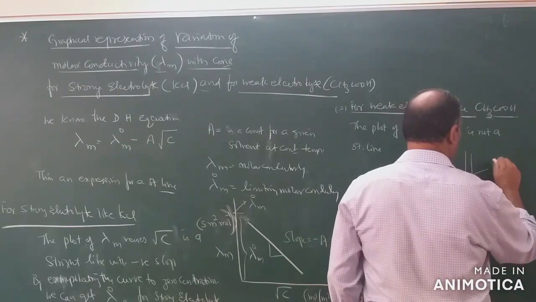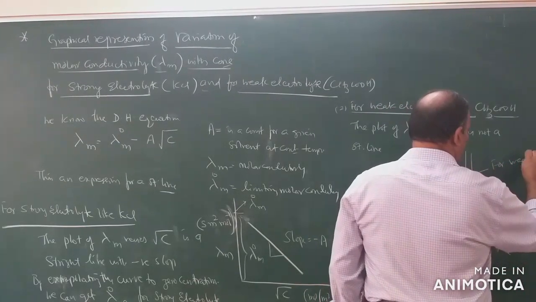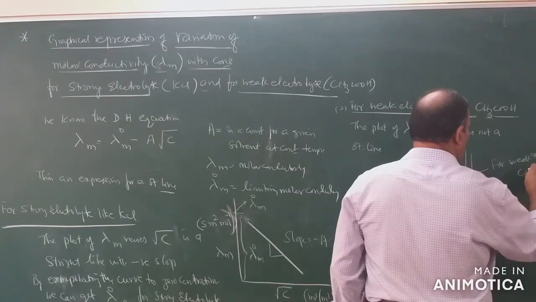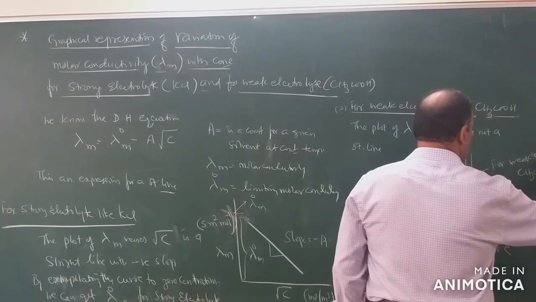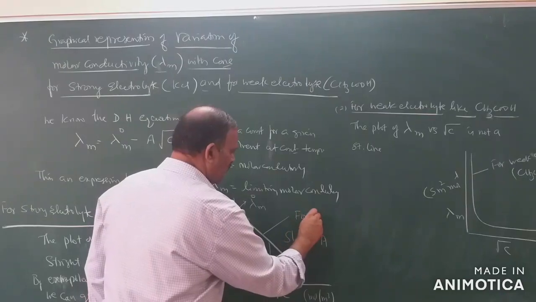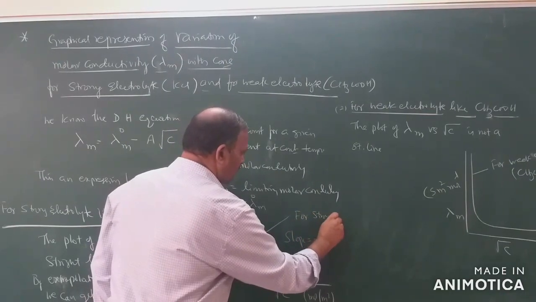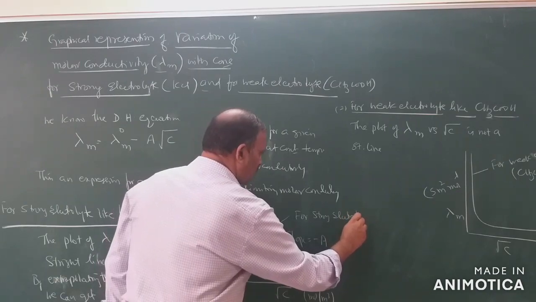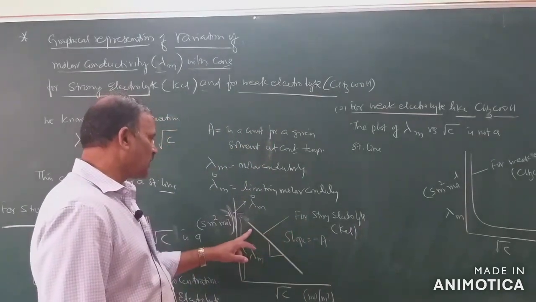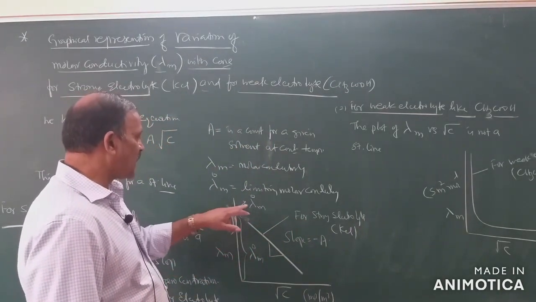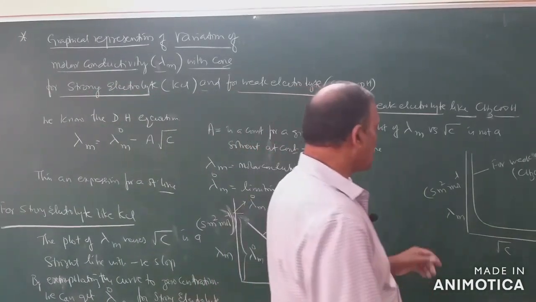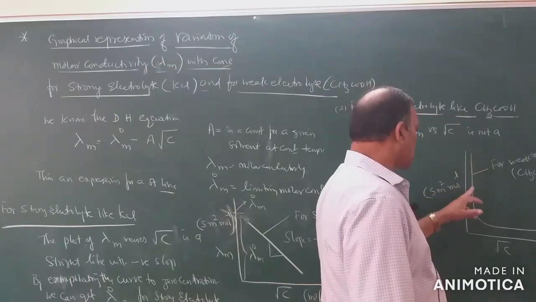So this is for weak electrolyte, namely CH3COOH, acetic acid. This is for strong electrolyte like KCl. For strong electrolytes, the curve is a straight line from which we can determine limiting molar conductivity. But in case of weak electrolyte, the curve is not a straight line, it is of this shape.